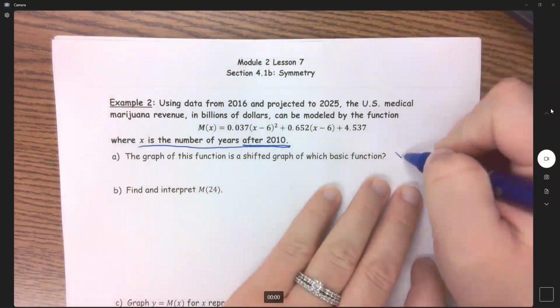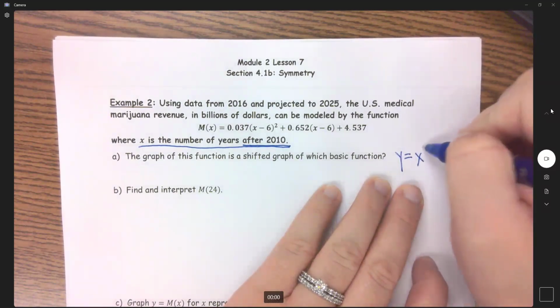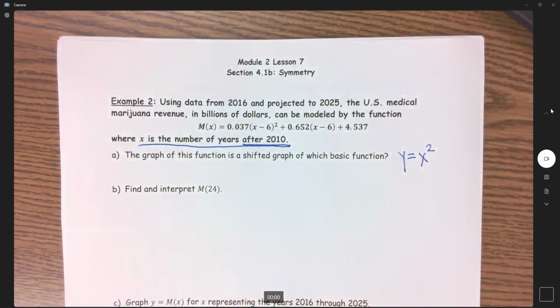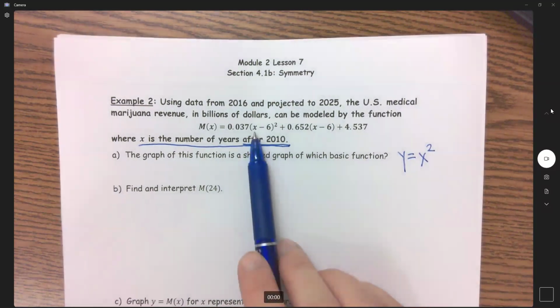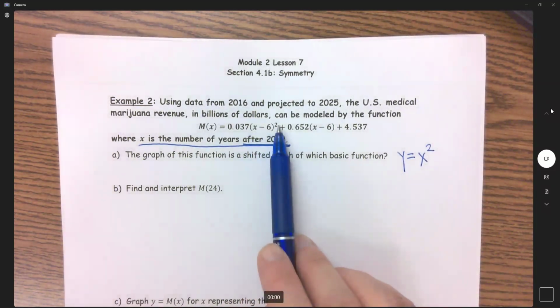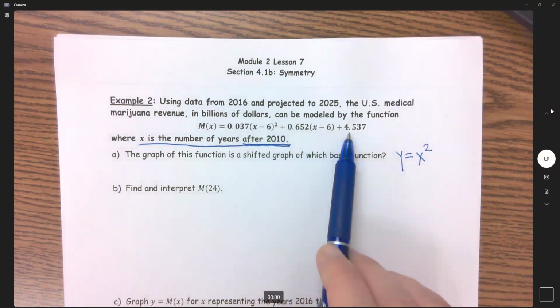Okay, this is my key graph of y, or f of x equals x squared. Why? Because right here we have an x that is being squared. So this is a quadratic. Here's our x squared, our x, and then our constant.